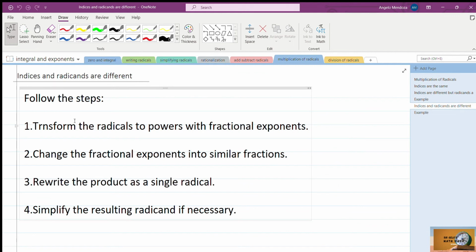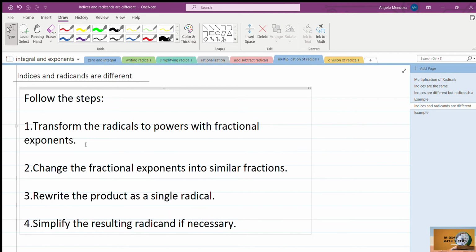Okay, so the next case is you have indices and radicands that are different. So we're going to follow these steps. Number 1, transform the radicals to powers with fractional exponents. Number 2, change the fractional exponents into similar fractions. Number 3, rewrite the product as a single radical. Number 4, simplify the resulting radicand if necessary.